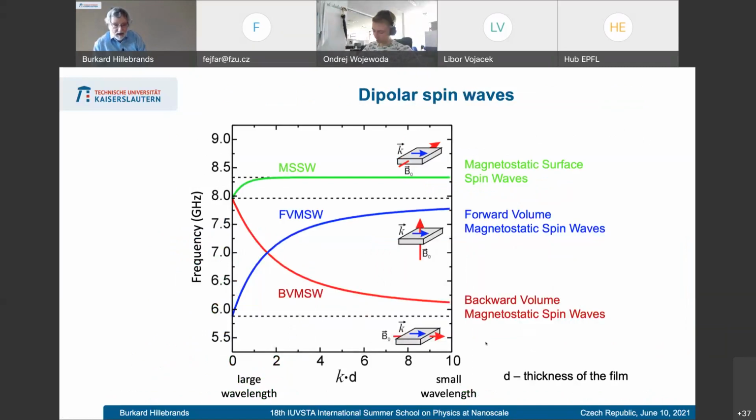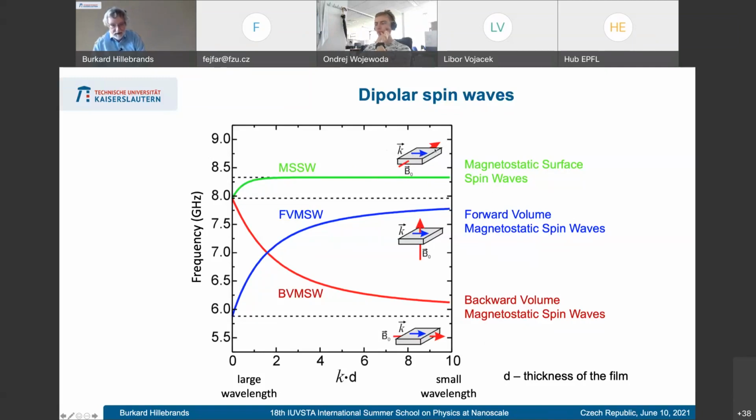Okay. If we put everything into account, we consider exchange interaction, we consider dipole-dipole interaction, then we get the dispersion. Here you see the limiting case that only dipole-dipole interaction is acting. And then you see it depends on the relative orientation of three quantities. Number one is the orientation of the film. Here you see the film, just a square. The direction of the external field and the direction of the wave vector. Yeah, you have three quantities.